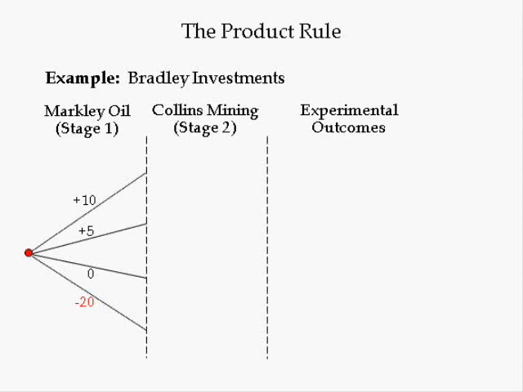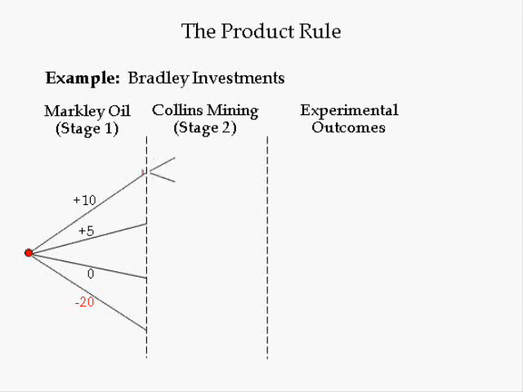The top branch represents the outcome that results in Bradley Investments making $10,000 from owning Markley Oil stock. The next branch represents the outcome of making $5,000 off the investment. The next branch represents the outcome of breaking even on the investment. The bottom branch represents the outcome of losing $20,000 on the investment.